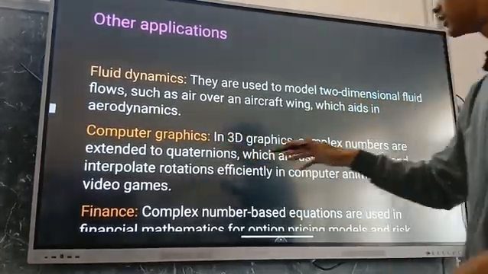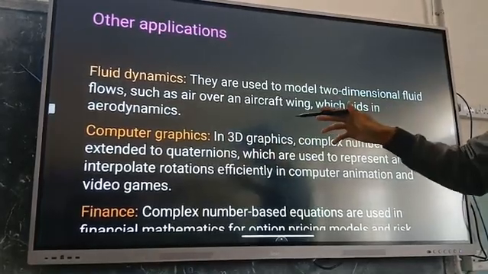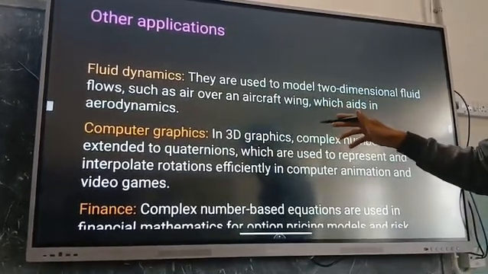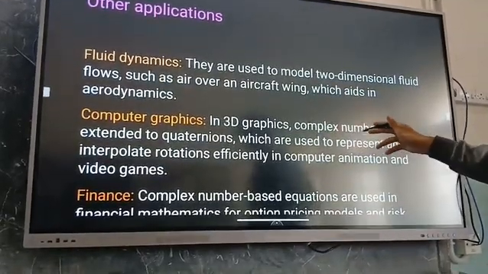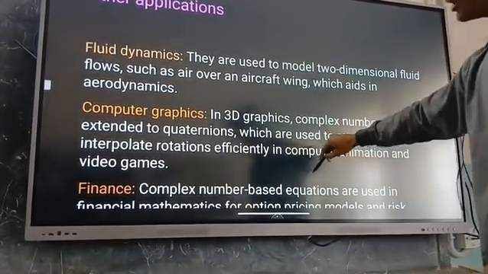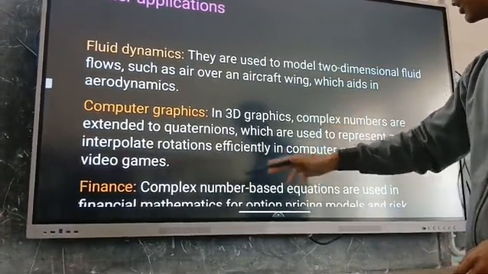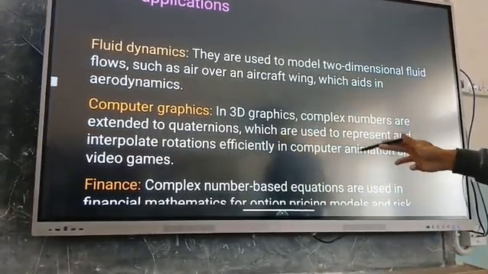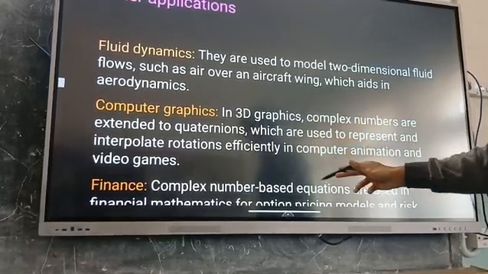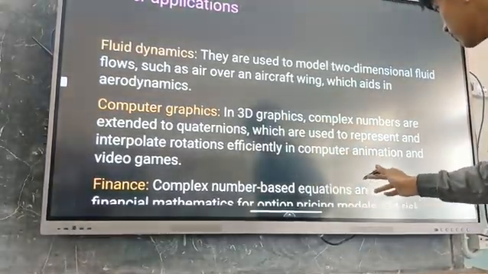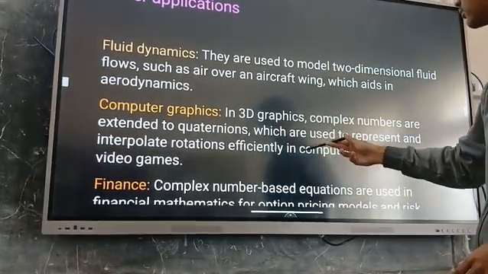Then computer graphics. In 3D graphics, complex numbers are extended to quaternions, which are used to represent and interpolate rotations efficiently in computer animations and video games. And then also finance, where complex number based equations are used in financial mathematics for option pricing and modeling risks.